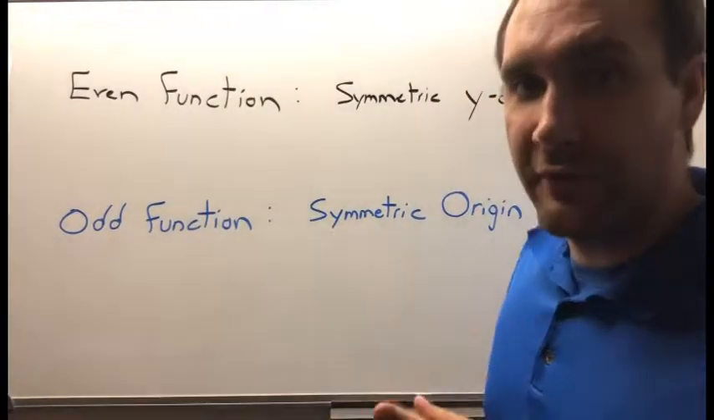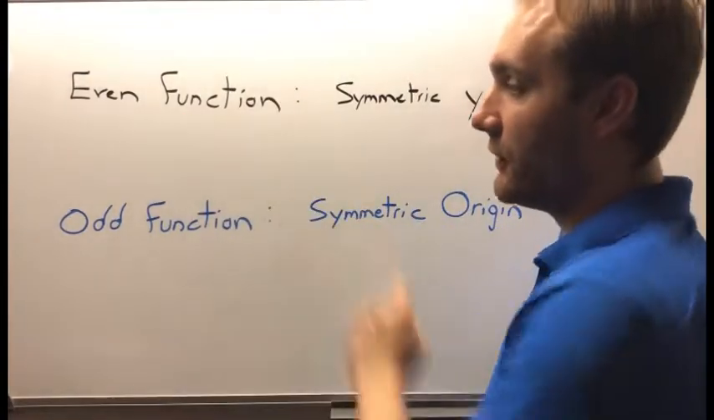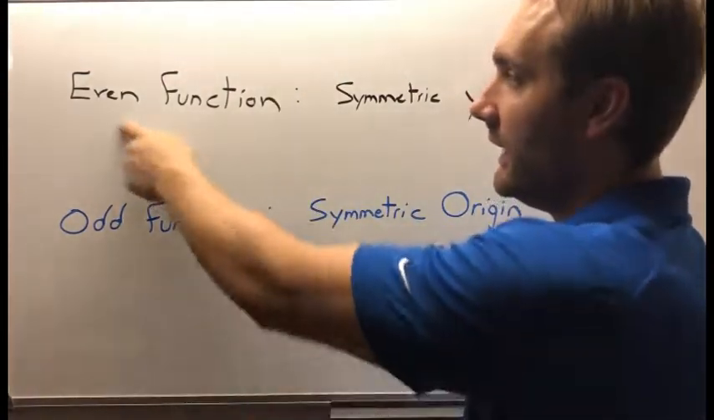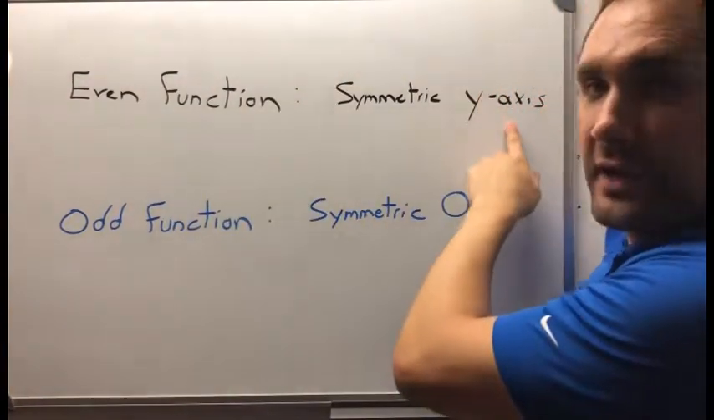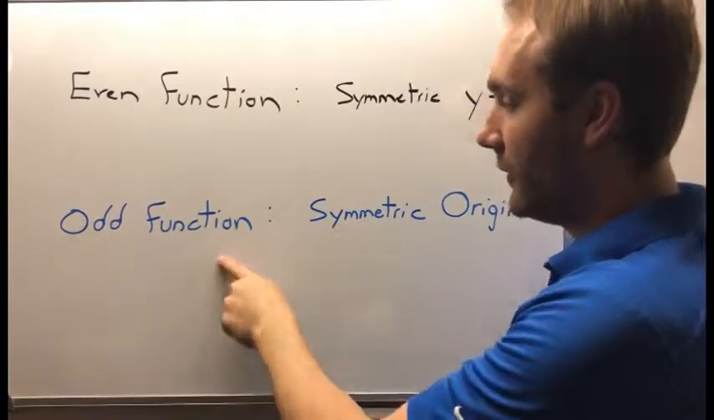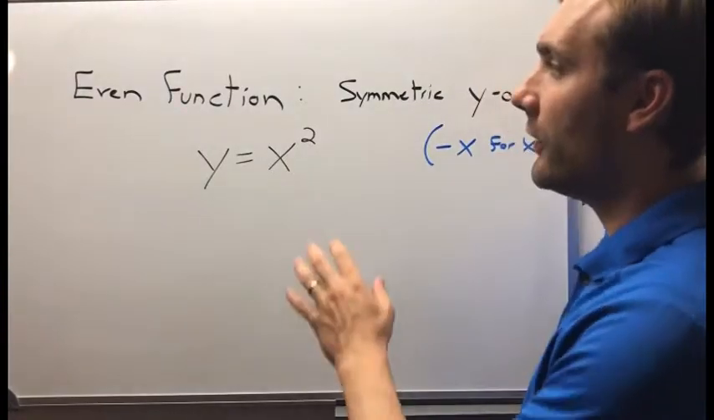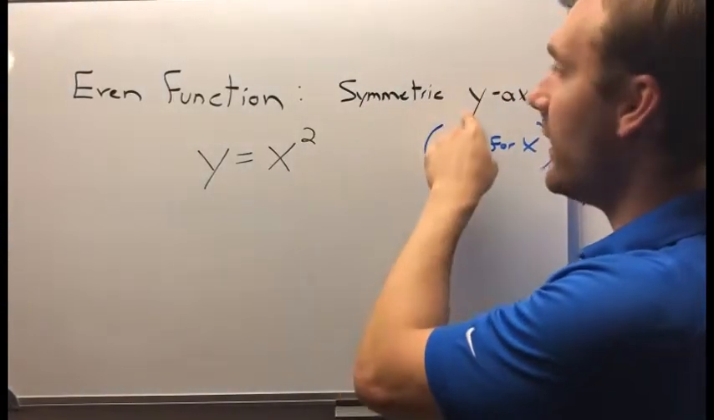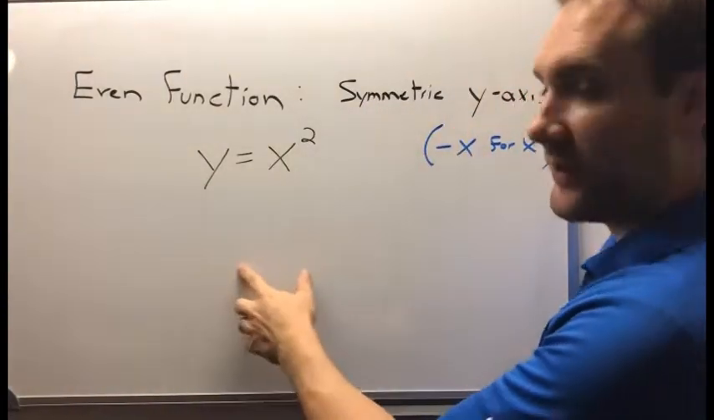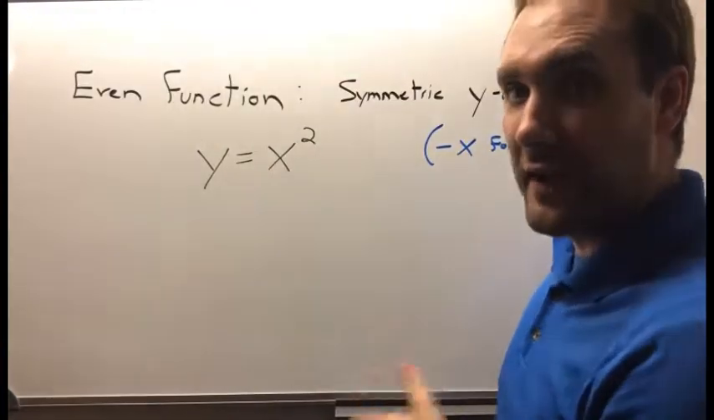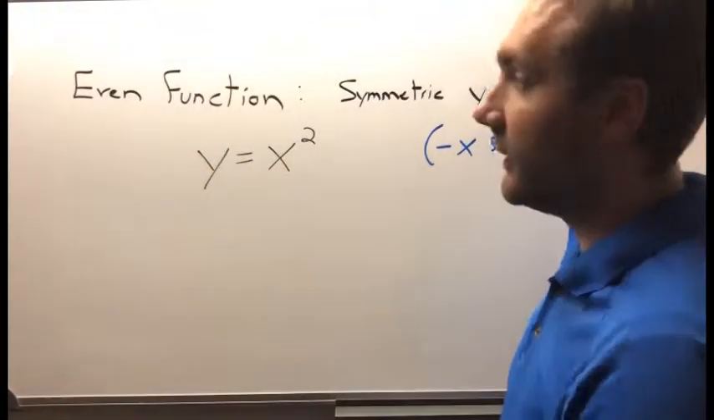So there are two types of functions. There's either even functions or odd functions. An even function is one that's symmetrical over the y-axis, and an odd function is one that's symmetrical over the origin. So note, we're only going to either talk about something that's symmetrical over the y or the origin, because something that's symmetrical over the x-axis is not a function. As you see, it does not pass the vertical line test.